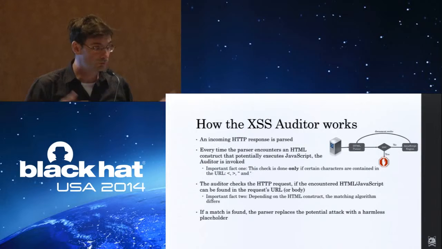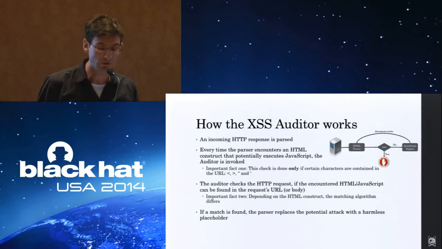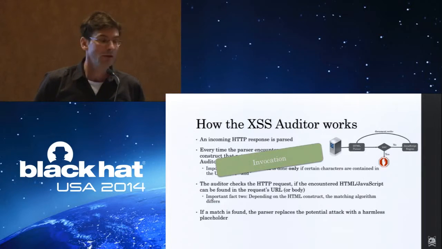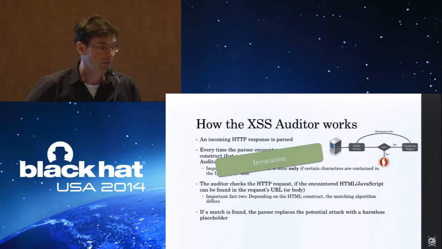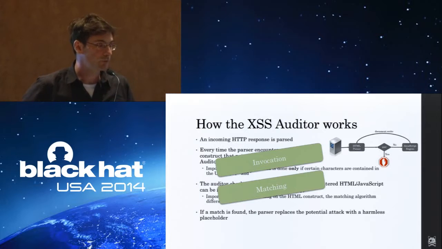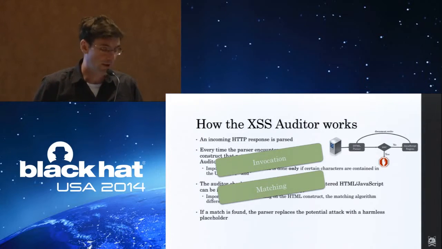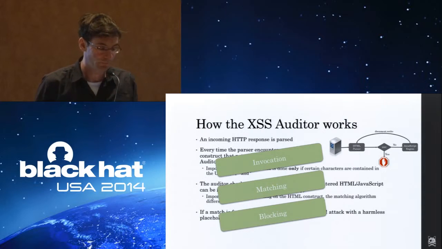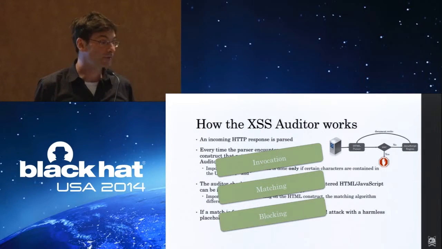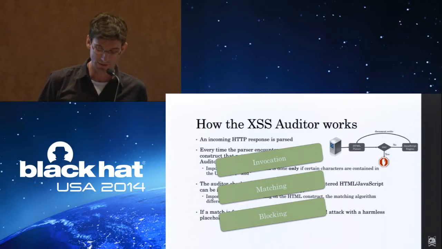So to sum up, if you look now from a bird's eye view, the auditor works in three steps. There's the invocation phase, in which the auditor is invoked if the three conditions that we talked about are met. Then there's the matching phase, depending on which HTML construct we're looking for. And then if we have a match, there's the blocking phase. Coming from here, it's rather obvious how to build your bypasses, because of this three-step process. There are two steps that are interesting.